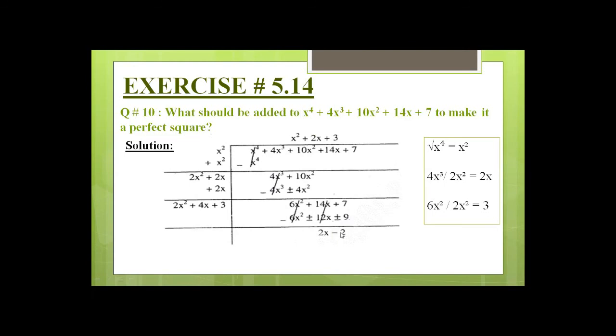So how will you write the answer? You will write the answer by inversing the sign of the remainder. Means if this is plus 2x, this will become minus 2x. If this is minus 2, it will become plus 2. So minus 2x plus 2 should be added to the given expression to make it a perfect square. So this is the solution of question number 10 of exercise 5.14.